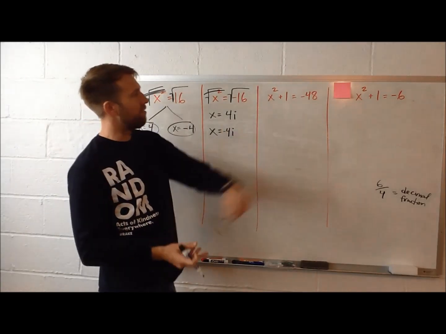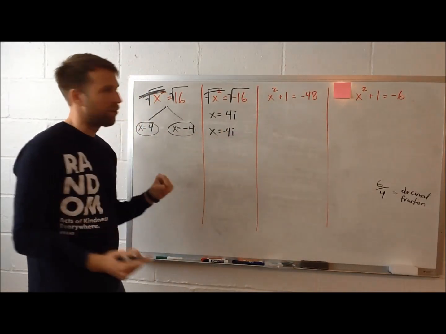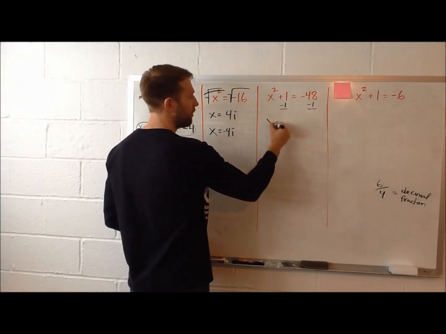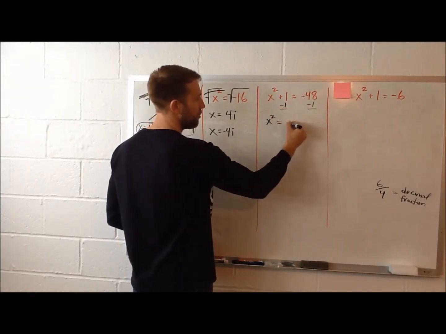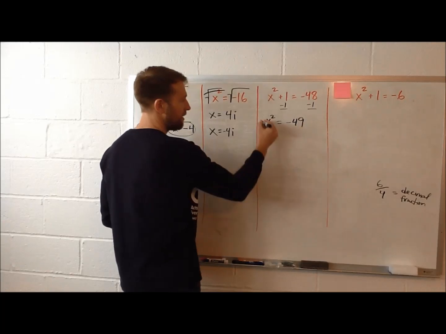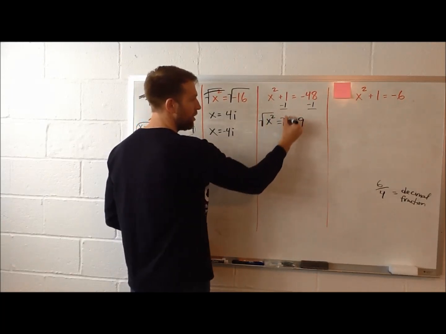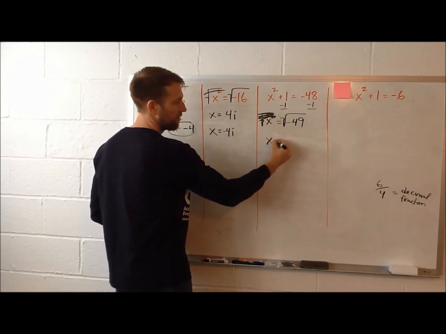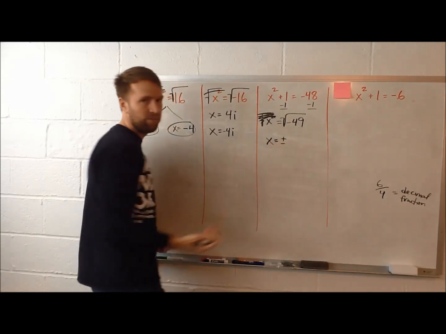Okay? We head over to our next one, and it's a little bit more of an equation. So we might have a step to do first, and we subtract 1, and then we get x squared is equal to negative 49, and then we go ahead and square root both sides. That gets rid of the 2 answers. So I'm going to put x equals plus or minus for this one.